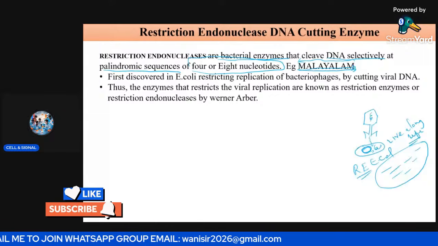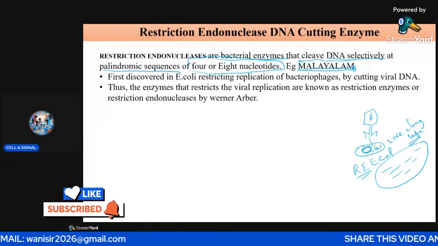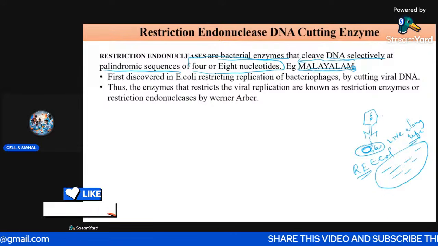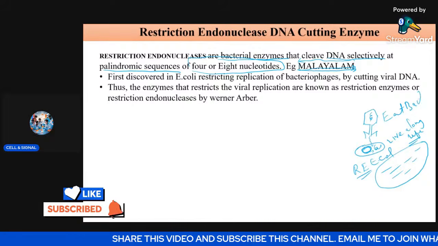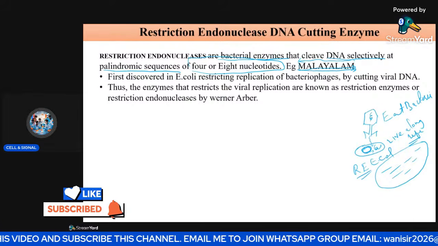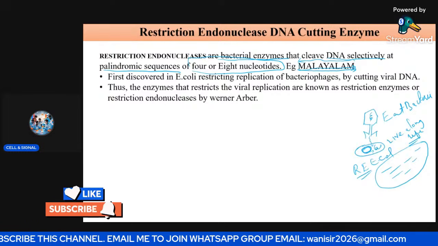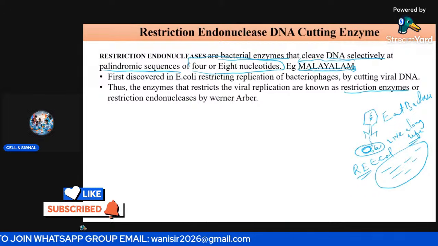So they were first discovered in E. coli, restricting the replication of bacteriophage. So this bacteriophage dies inside the E. coli. But the bacteriophages are the viruses that eat the bacteria. That's why they are called bacteriophage. Now, by cutting the viral DNA, the enzyme that restricts the viral replication is known as restriction enzyme. That's why we got this name, restriction enzyme.